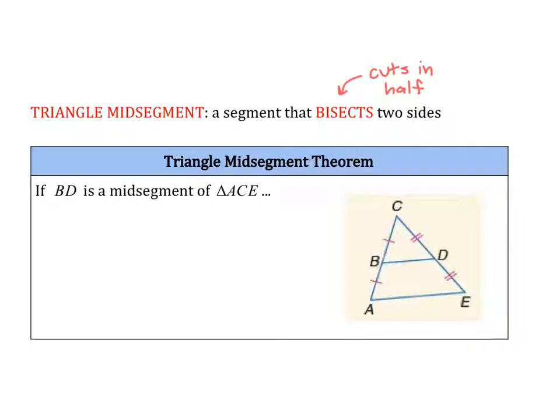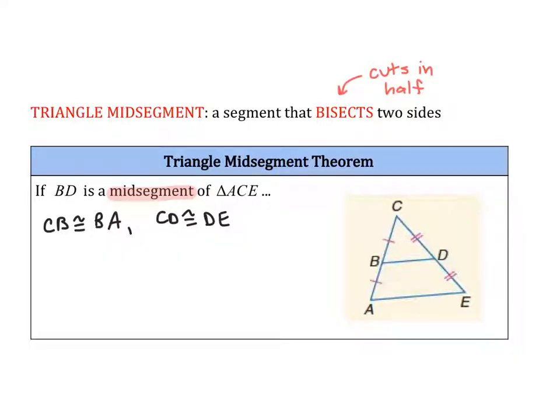If you are told that something is a midsegment, like we're told here, the first thing that you know is that it creates those congruent parts. So we could say that CB is congruent to BA and CD is congruent to DE. But another really interesting thing happens. It turns out that the length of the midsegment is always exactly half the length of your base.